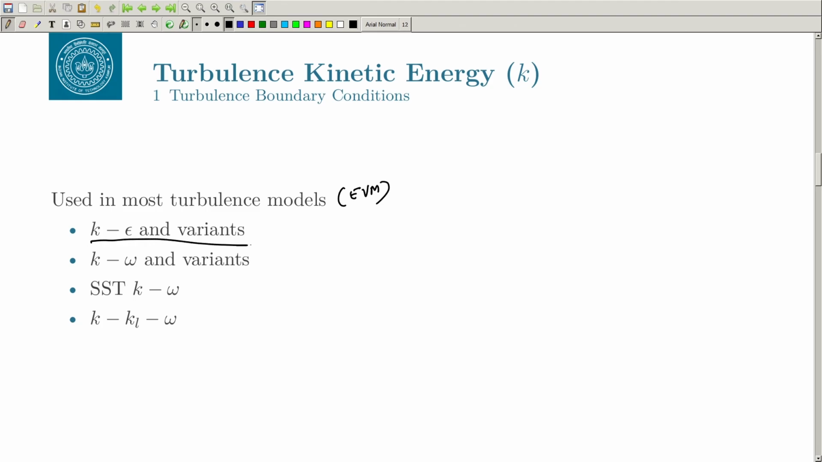So, K epsilon and all their variants, whether it is RNG, realizable or standard K epsilon, K omega and all their variants like SST, the Wilcox K omega, and the Menter K omega, and then we have the SST K omega, and this is the transition model. So, here we are not talking about the laminar kinetic energy here, but the turbulent kinetic energy and omega. This is the LKE model that we briefly touched upon in our previous simulation. This is a transition model where the laminar kinetic energy accounts for the energy in the laminar flow.